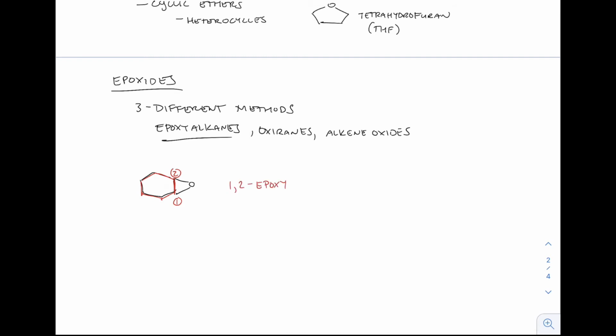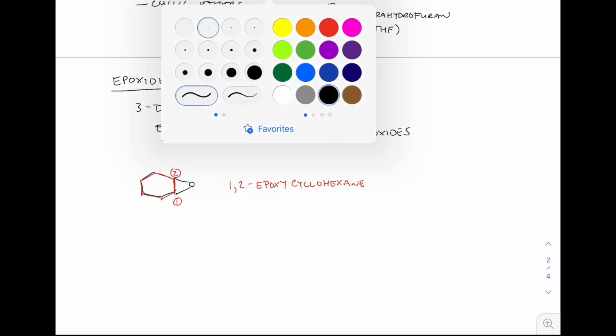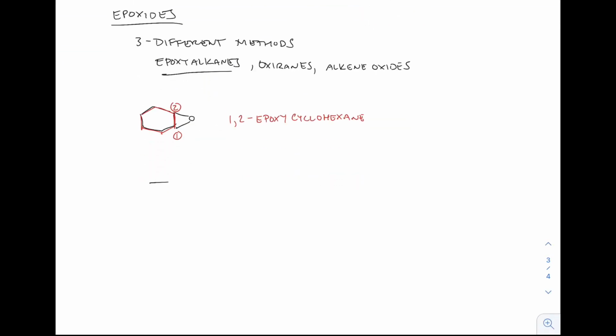So if we have a ring, and then you have our epoxide in that ring, or attached to that ring, the epoxide is always the 1,2 position. And we would name that as a 1,2-epoxycyclohexane in this case. Okay, that's because it's attached to the cyclohexane ring. Okay, if it's not a ring, we number the longest chain such that the epoxide gets the lowest number assignment. And so in this case, it's a 1,2-epoxy, and then the longest chain is a propane, right?